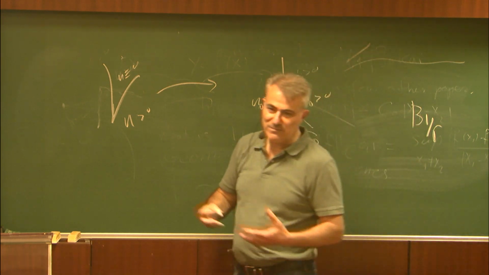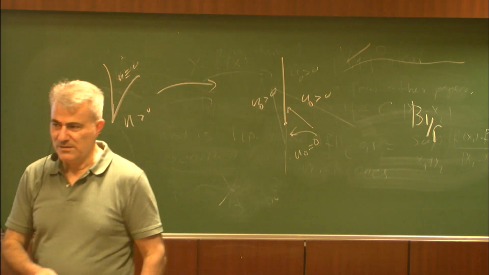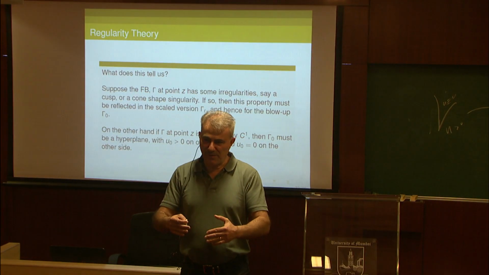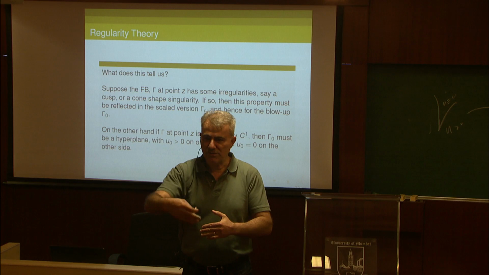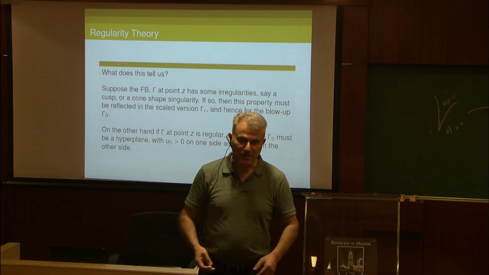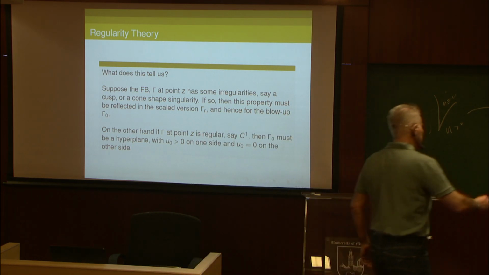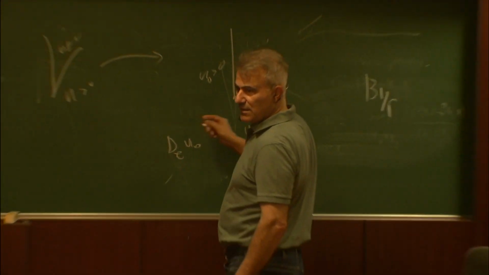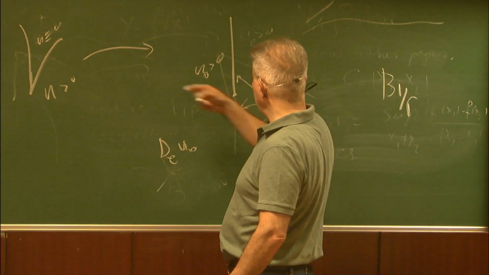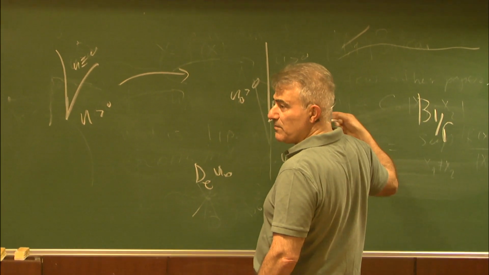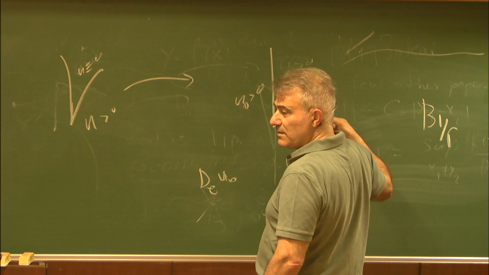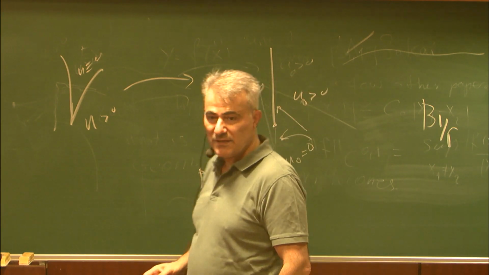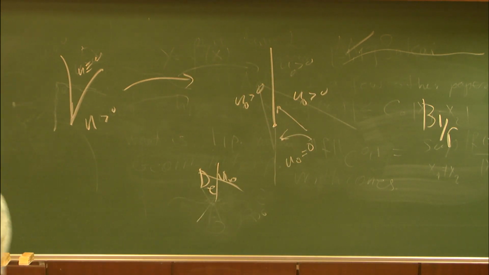So generally, these are not good points for us. The good point is when U0 is positive on one side, and U0 is 0 on the other side. Because then I can use this D_e U0 being non-negative. In this other case, D_e U0 is not non-negative. If you take it in this direction, it will be positive here and negative here. So this is not going to work for us. We need that really it's 0 on one side.